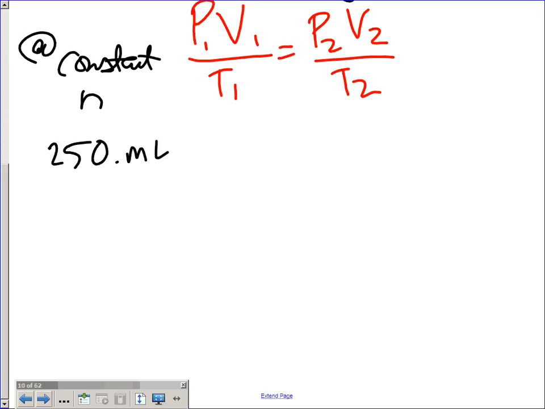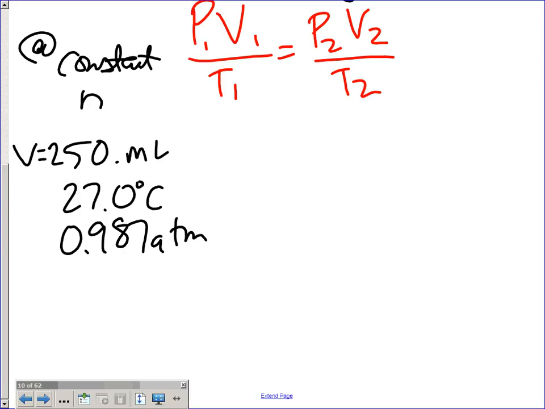250 milliliters, which of those is an important variable? Because it's a dangerous gas, this information is what for me? Volume, you should recognize milliliters as volume. Dangerous hydrogen chloride gas at 27 Celsius and 0.987 atmospheres. Looking at these units, you should be able to tell me the variables they represent. Temperature and pressure.